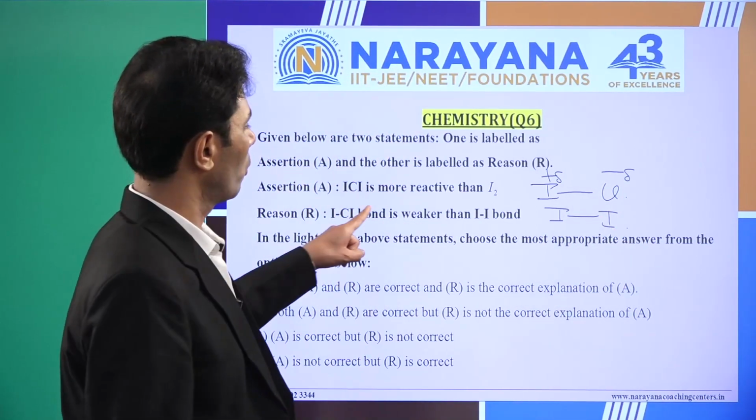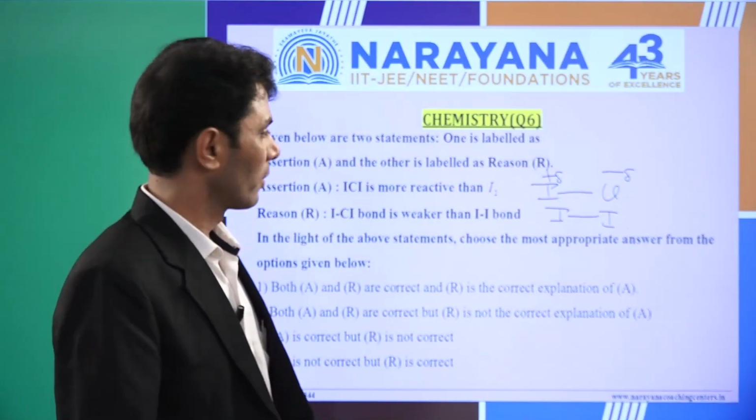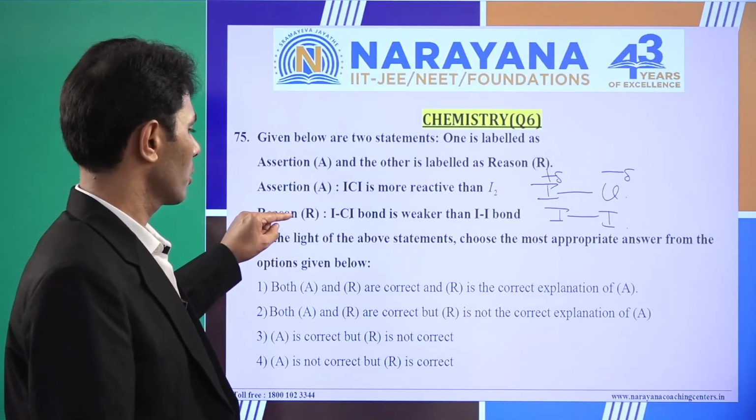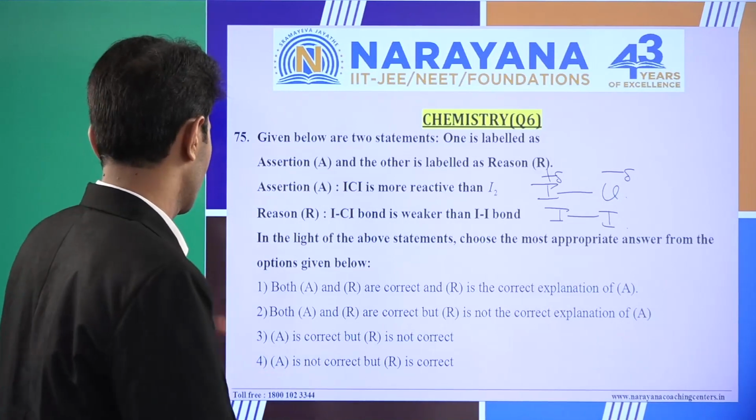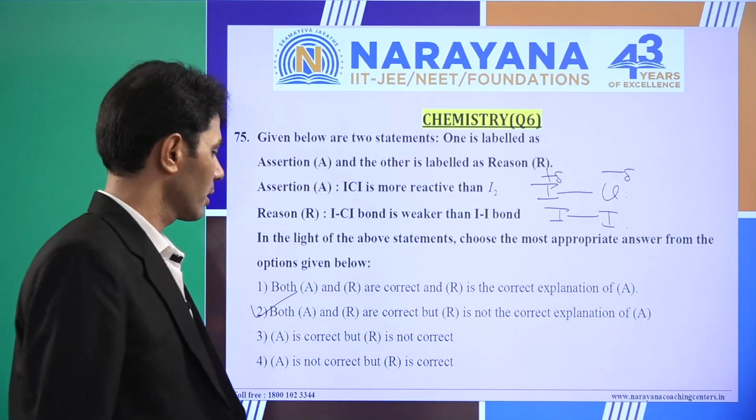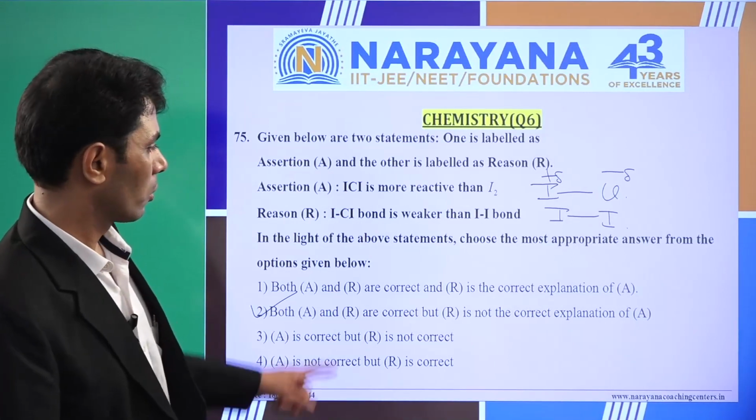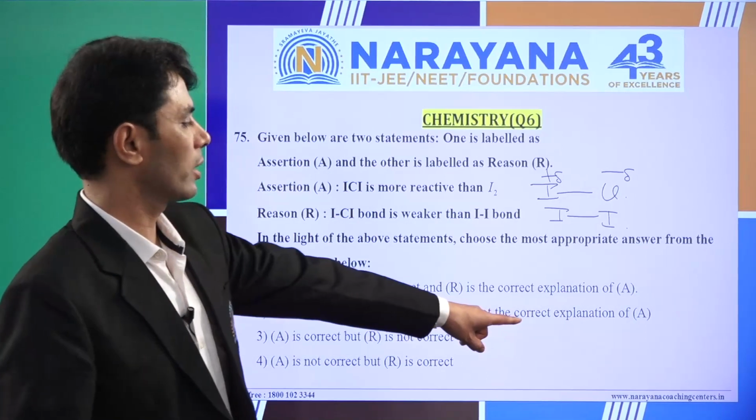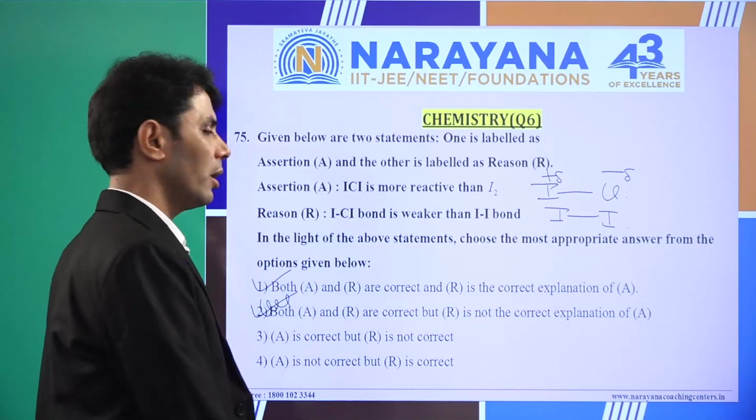Now, the I-Cl bond is weaker than the I-I bond. Yes, that's why it is more reactive. So we can say both assertion and reason are correct, and the reason is also the correct explanation of the assertion. Okay. So which one is correct? The second option says both assertion and reason are correct, but no, not this one, the first one. The second one says no correct explanation, while it is a correct explanation. So the correct answer is actually A. Okay.